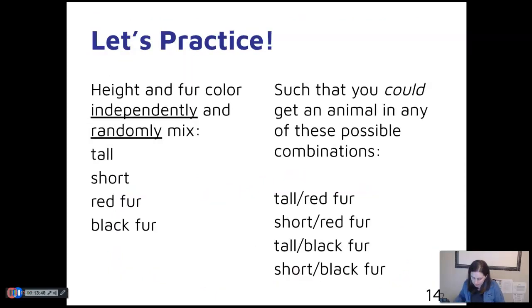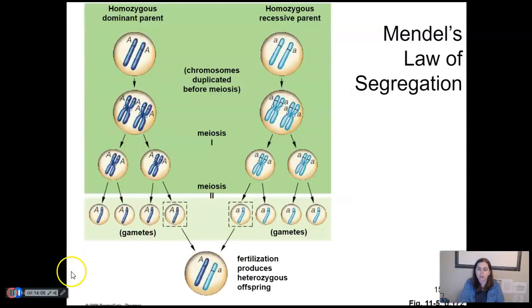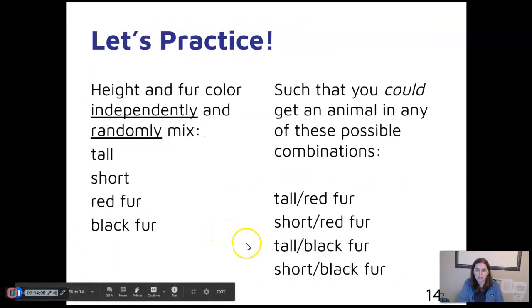So we're going to do some more practice. All right. What does this say? Height and fur color independently and randomly mix, such as you can have tall versus short with red or black fur. So our possible combinations, and this is silly, I put the answer right on there, are you could have, sorry.